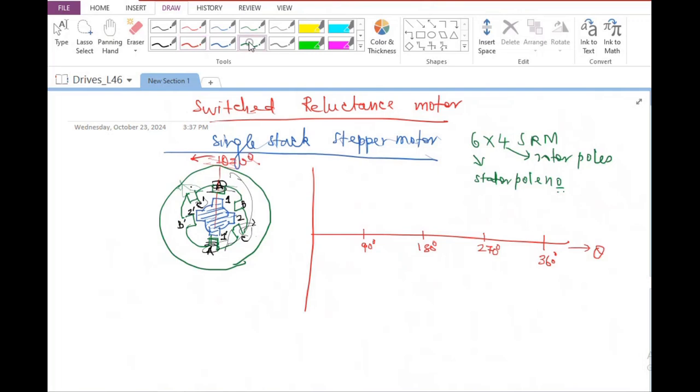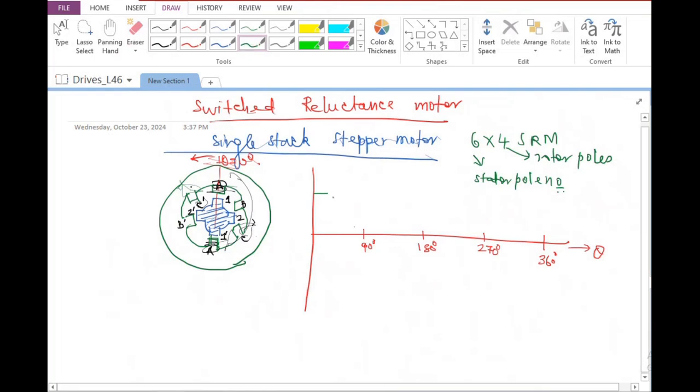So at this point, your inductance is probably maximum. From maximum inductance, it will almost come down to 0 like this, and then it will remain at minimum for some time like this. Sorry, I have to draw it like this. For the entire 90 degrees, it is going to come down like this, and then it will remain minimum, and it should have reached the maximum exactly at this 90-degree point.